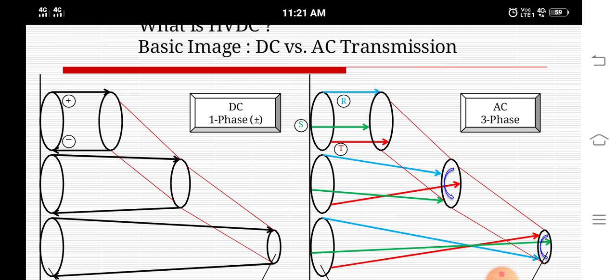This implies that for a given power level, a DC line requires less ROW. Already I said ROW is right of way: R represents right, O represents of, W represents way. It has simpler and cheaper towers, and reduced conductor and insulation cost. Then the power losses are also reduced with DC, as there are only two conductors.